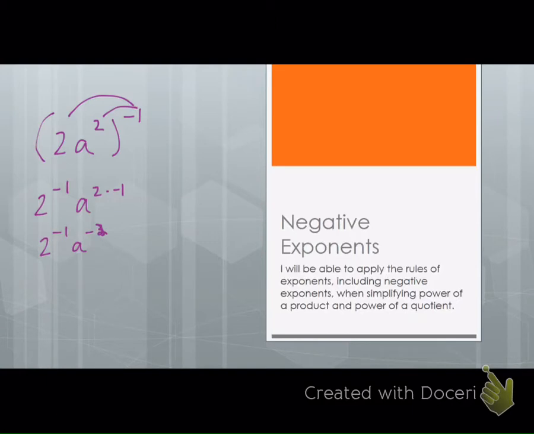Negative 1. Stop. A negative exponent does not mean a negative number. 2 is not turning to a negative number. It means a reciprocal. So this is moving to the denominator. And then this would be a over a squared, so this is 1 over 2a squared.